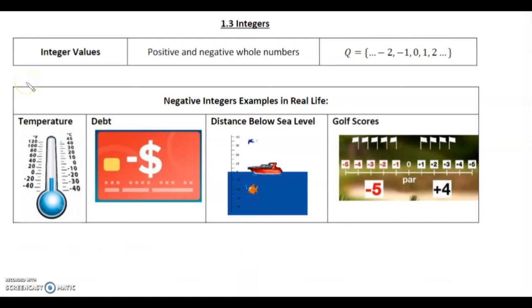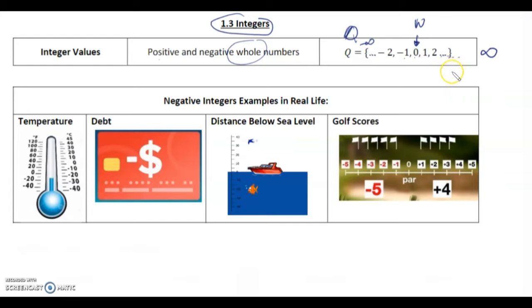Okay, 1.3 integers. Integer values are both positive and negative whole numbers. The integer number set is denoted by a Z, usually with a line through it, and it goes all the way to negative infinity. It starts at negative infinity, goes all the way -2, -1, 0. It includes the 0 because that's a whole number, and then 1, 2, and then continuously goes until infinity. 3, 4, 5, 6. Okay, all those nice pretty numbers.